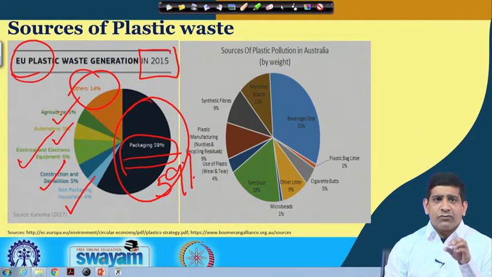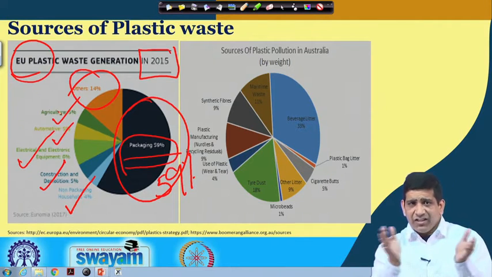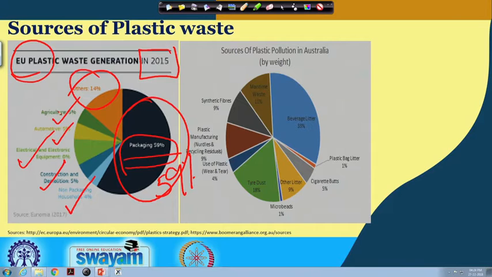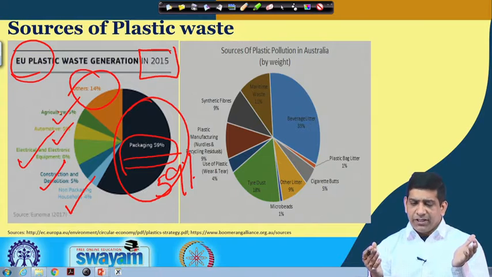So that's where we need to actually put a lot of focus, to try to reduce the packaging material. Packaging, the way society has evolved over the last 20-30 years, we've started using lots of packaging in online shopping, even mall shopping, and these big departmental stores. Lots and lots of packaging is being used.